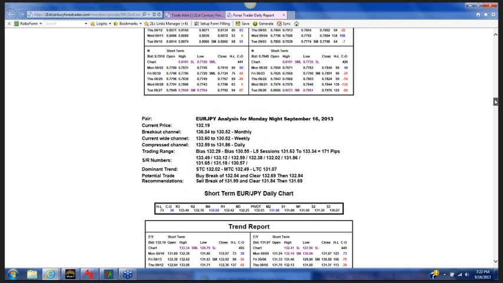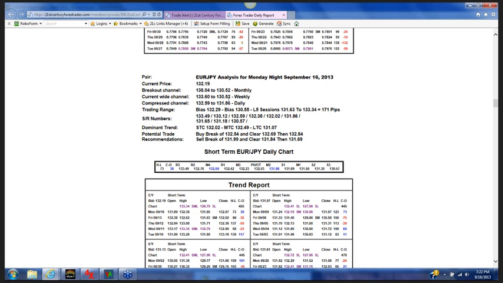Let's see what else we have. Euro yen, nothing really spectacular. 30.52. If we break through this channel and really push down, we've got a potential bottom down here, but that's quite a ways away from where we're currently trading.